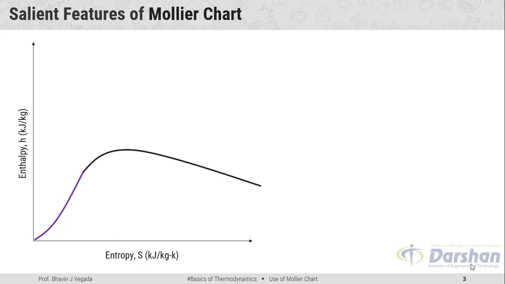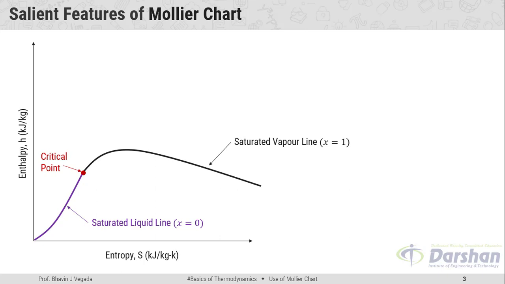Now this purple line represents a saturated liquid line where the dryness fraction is 0, and the black line represents the saturated vapor line where the dryness fraction is 1. That means on the saturated vapor line we will be having 100% vapor. The saturated liquid line and the saturated vapor line meet each other at a critical point.